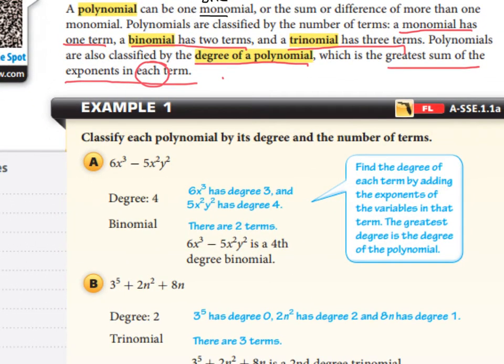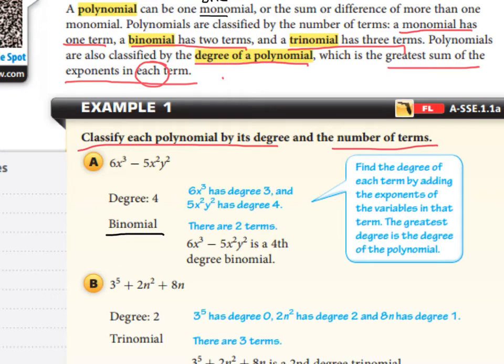So here, the first thing it says is to classify the polynomial by degree and number of terms. Well, let's start with the number of terms. Notice that I do have a subtraction sign, so it can't be a monomial. I've got one term here and one term here. Or you could think of it as a monomial and another monomial. So that means we've got two, which is why we call it a binomial.